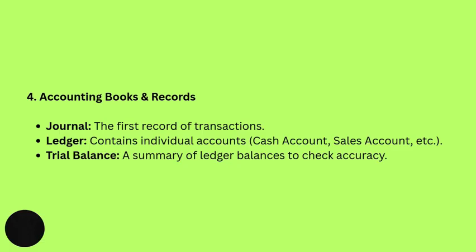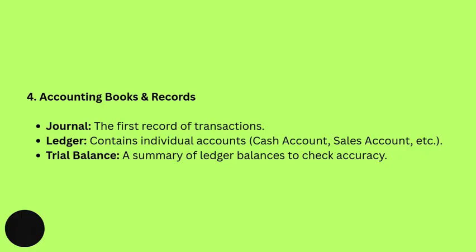Let's delve into the accounting books and records. First up, we have the journal. This is the initial record of all transactions. Think of it as the starting point where every financial event is documented. It's crucial because it sets the stage for all subsequent accounting activities.